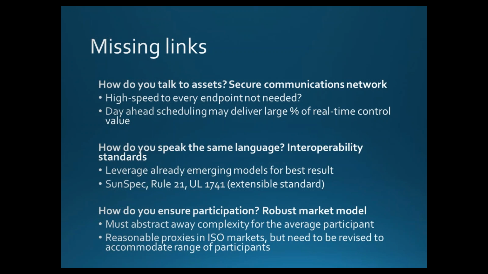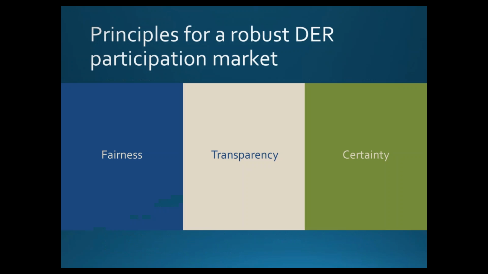Important, but in a lot of the projects we're working on with our utilities, we're finding that a very substantial chunk of the value out of DERs, on a real-time basis, is enabled by day-ahead scheduling with operational controls. So you don't necessarily need high-speed addressability of all your endpoints on the grid. Secondly, interoperability standards. We've talked about this previously. I won't go into it now. Third, participation requires a robust market model that can bring customers in with a certain level of certainty as to what they're doing. Next slide, please.